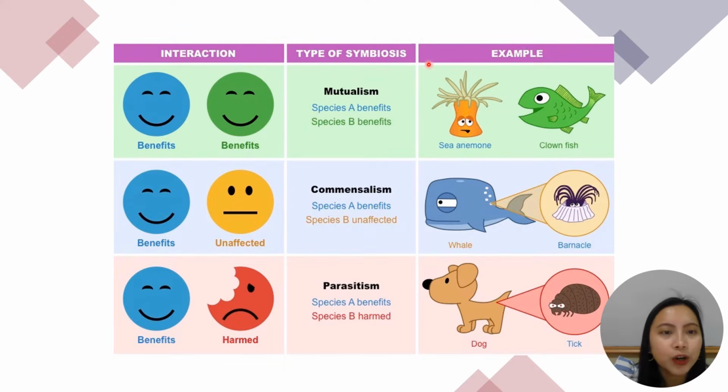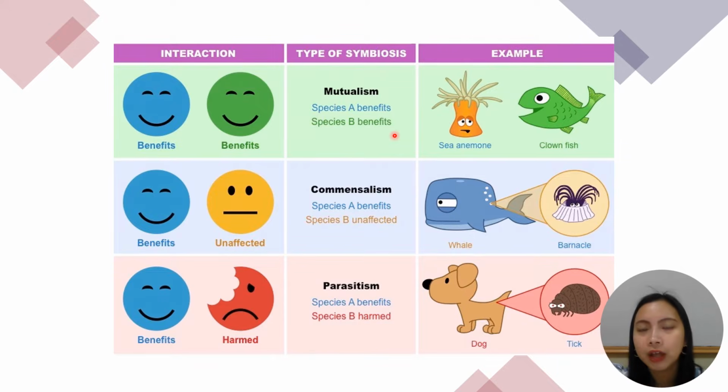Okay, let's start first with this first type of symbiosis, and it's called mutualism. In this diagram, class, it's very easy for you to identify that both the species here, species A and B, benefit from one another. So this means that mutualism is a type of symbiosis in which two or more organisms mutually benefit from each other.